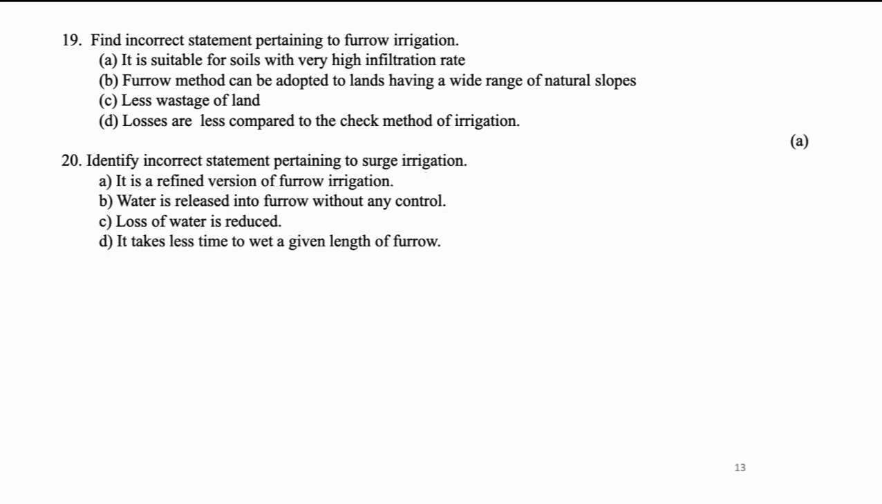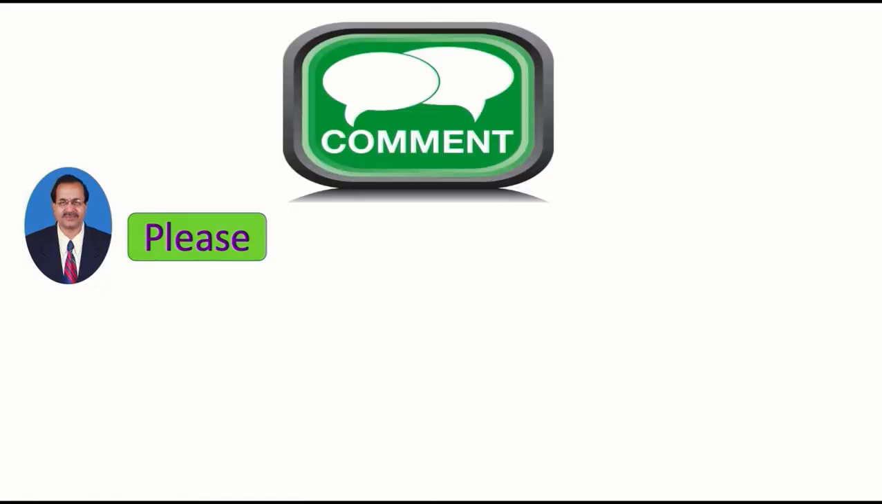The answer is A. Identify incorrect statement pertaining to surge irrigation. It is a refined version of furrow irrigation. Water is released into furrow without any control. Loss of water is reduced. It takes less time to wet a given length of furrow. The answer is B.